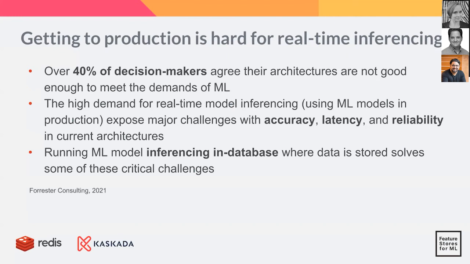So there's high demand for real-time model inferencing, but it does expose a number of challenges when it comes to accuracy, latency, and reliability. And when you can run the ML model inferencing in the database, where you can co-locate the data and the models, you can address a lot of these critical challenges when it comes to latency and reliability.